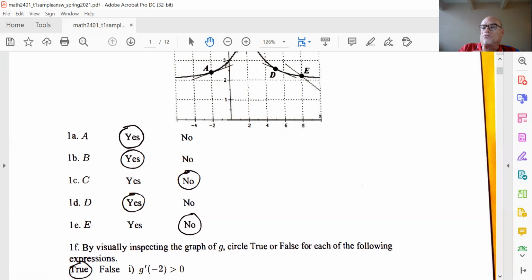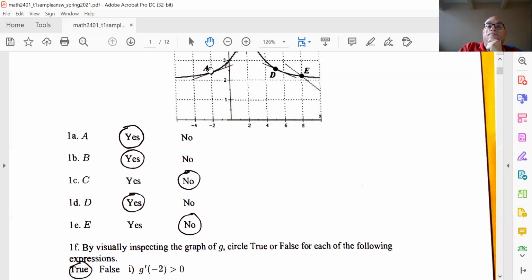But what about g prime of -2? What's the difference between g of -2 and g prime of -2? G prime of -2 means the instantaneous rate of change of the function g at -2. Or remember, the other way we state this is the derivative of the function g at -2. Derivative and instantaneous rate of change are interchangeable terms. So what this refers to is not the y value that matches the x value of -2, but at -2, what is the slope of the curve? Is the curve increasing or decreasing at the input -2?